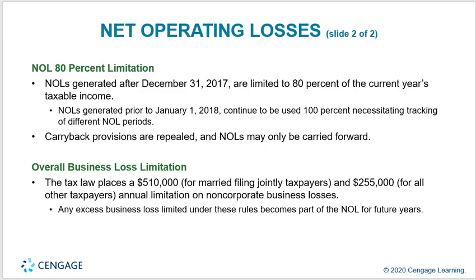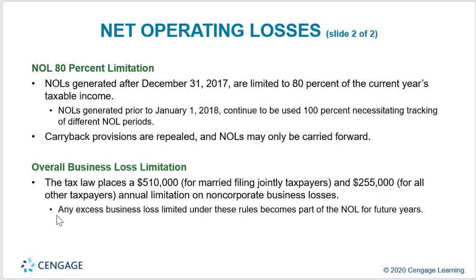So, the net operating loss 80% limitation. Net operating losses generated after December 31st, 2017 are limited to 80% of the current year's taxable income. Net losses generated prior to January 1st, 2018 continue to be used at 100%, necessitating tracking of different NOL periods. The carryback provisions are repealed and NOLs may only be carried forward.